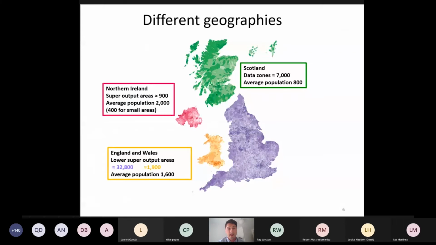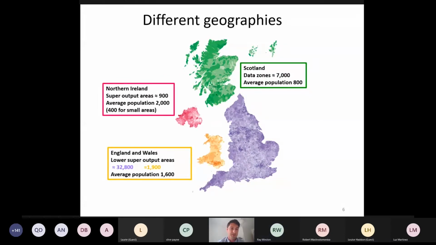Another key element as to why things are different, as I mentioned before, is about the size of geography. And here we just have an illustration of why things are different. So green at the top, Scotland, and the smallest area used in deprivation statistics are called data zones, and the average population of those is around 800. Could be slightly more. These statistics are a bit out of date, but the point still stands.